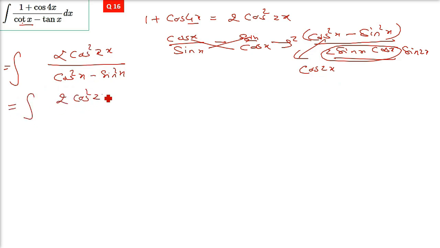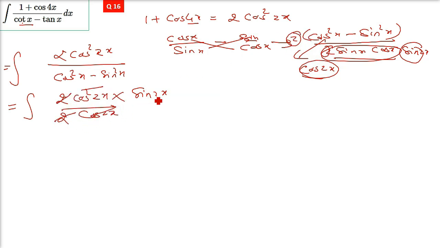So this 2 cos square 2x goes up, and cos 2x goes in the denominator. And this 2 sin x cos x, which was sin 2x, goes into the numerator. So this 2 was already there if you remember. So we cancel this 2, and one cos gets cancelled. So only cos 2x and sin 2x remain.